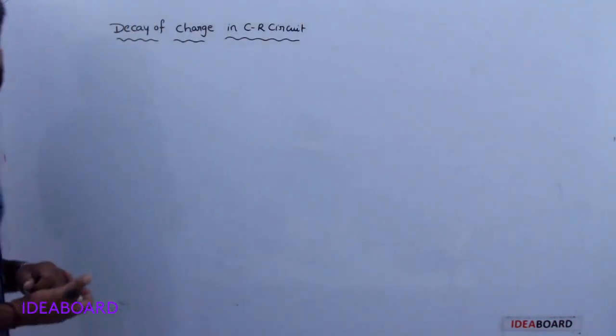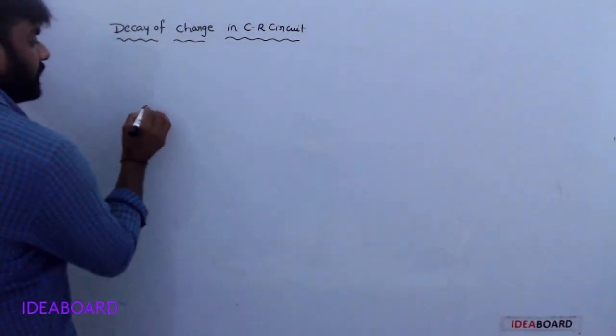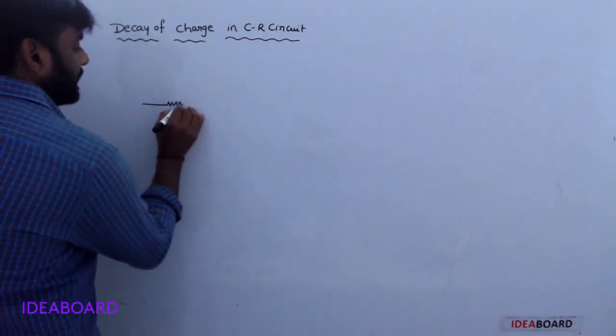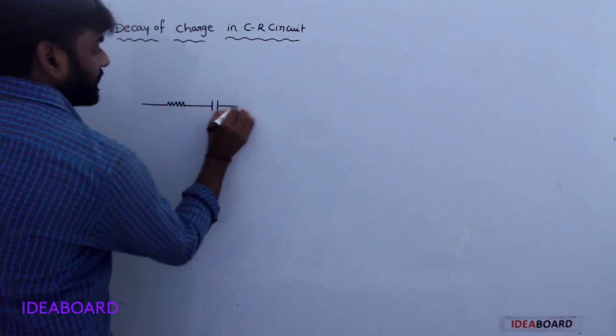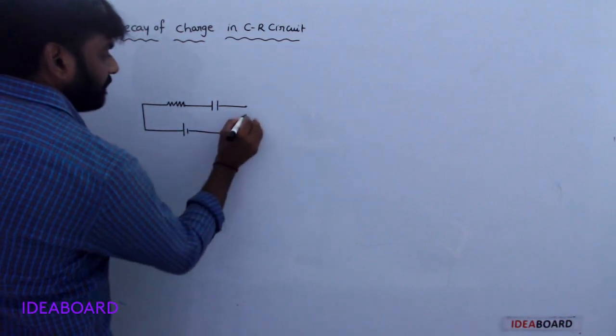Next, decay of charge in an RC circuit. First of all, this one is a resistor, this one is a capacitor, and this one is a battery.